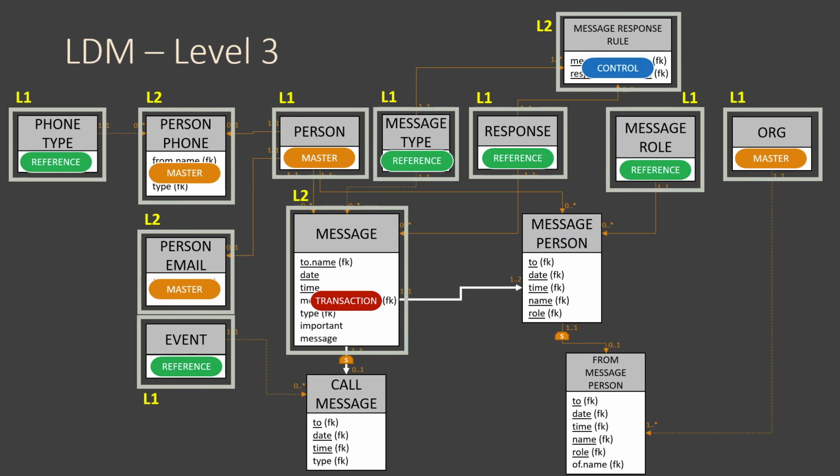With Level 1 and 2 entities reviewed, the team now identifies any Level 3 entities. There are two of them, call message and message person. Although message person has a relationship with a Level 1 entity, person, because it's dependent upon a Level 2 entity, it automatically becomes a Level 3. Call message is affected similarly.